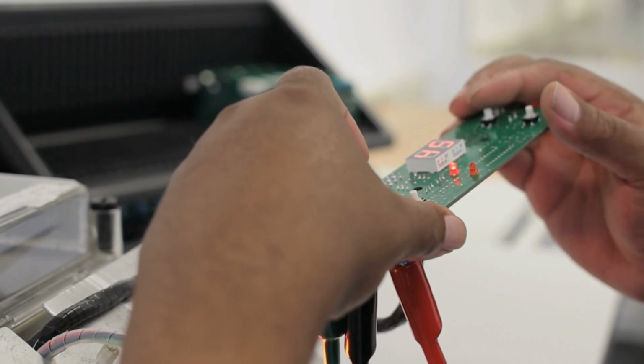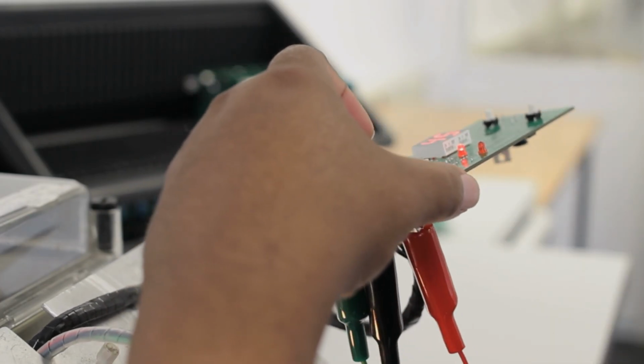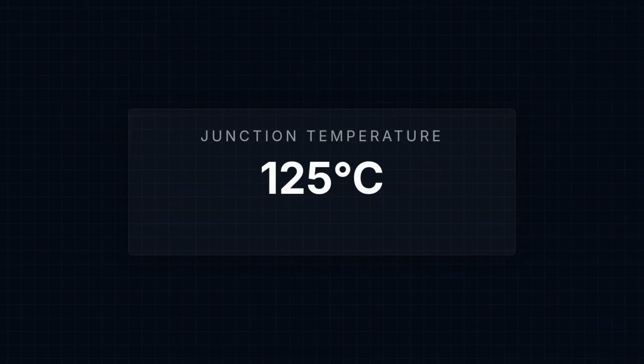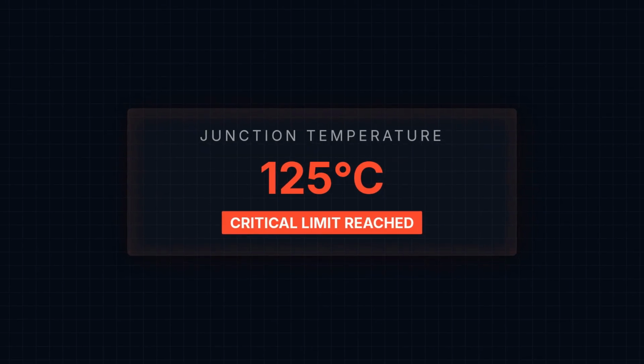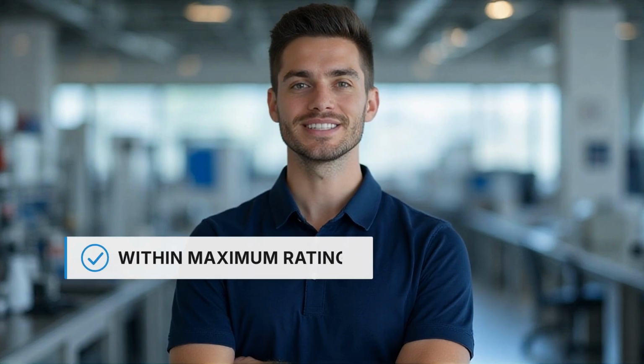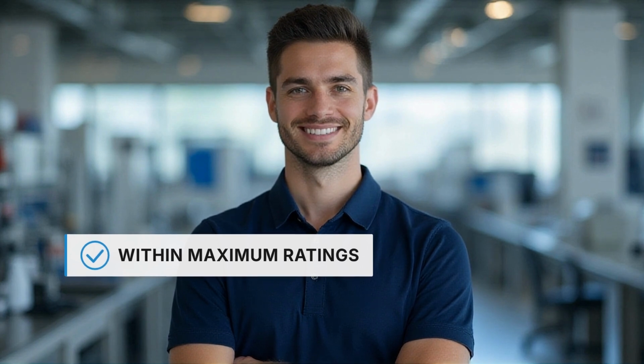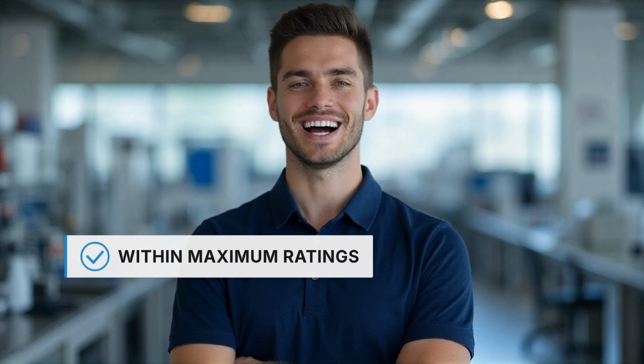The calculator instantly shows my junction temperature will reach 125 degrees Celsius. This output tells me exactly how hot my component will get under these conditions, critical for ensuring reliable operation within maximum ratings. Remember, always include safety margins in your thermal calculations, since real-world conditions often exceed ideal scenarios.